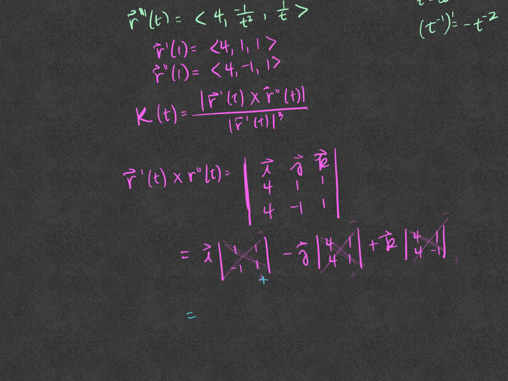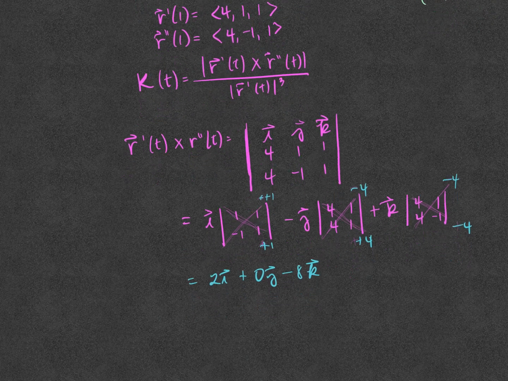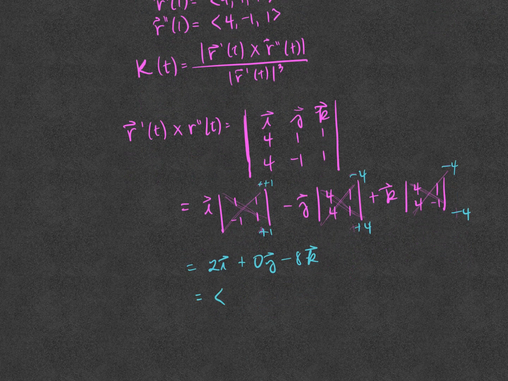So here I have a plus 1, and we have a minus negative 1, which is a plus 1. So we have 2i. And here we have a plus 4, and here we have a minus 4, so that makes a 0 on the j. I'm going to go ahead and write 0j, because if I write my components, it would need to have a 0. And then here we have a minus 4, and we have another minus 4, so that makes minus 8k. So I'm going to put it into my pretty vector notation that we've been using, (2, 0, -8). And that's the cross product here.